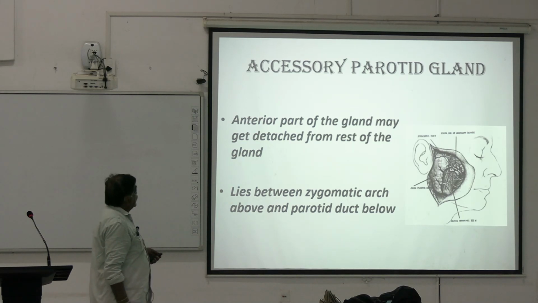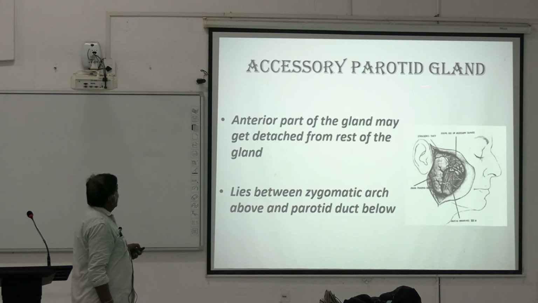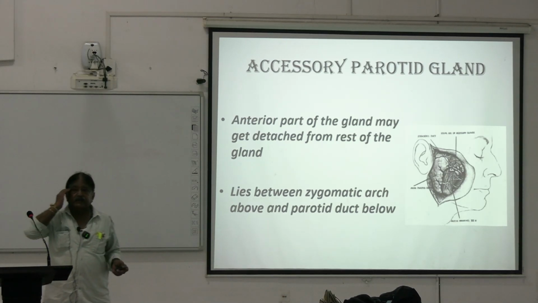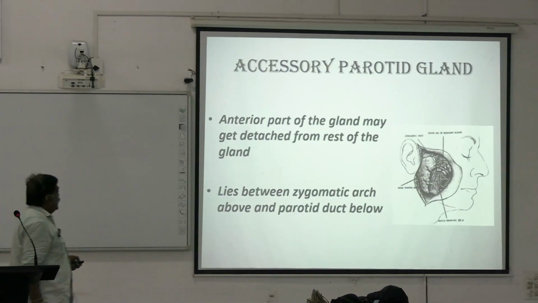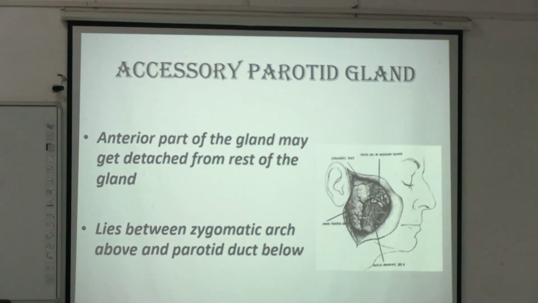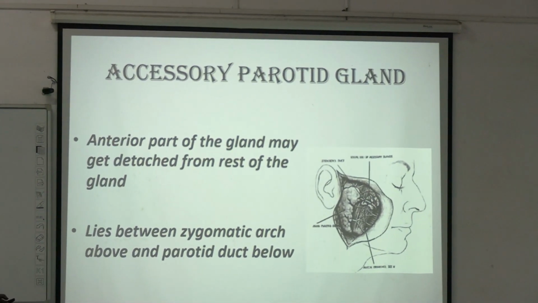Now, accessory parotid gland. Anterior part of the gland may get detached from the rest of the gland. It lies between the zygomatic arch, this zygomatic arch here, above, and the parotid duct. This is the parotid duct. So, it lies between the zygomatic arch above and the parotid duct below. Next.